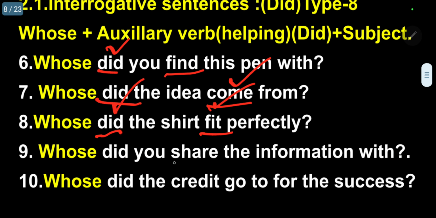Whose did you share the information with? Share, main verb, did, auxiliary verb, helping verb. Whose did the credit go to for the success? Go, main verb, did, auxiliary.